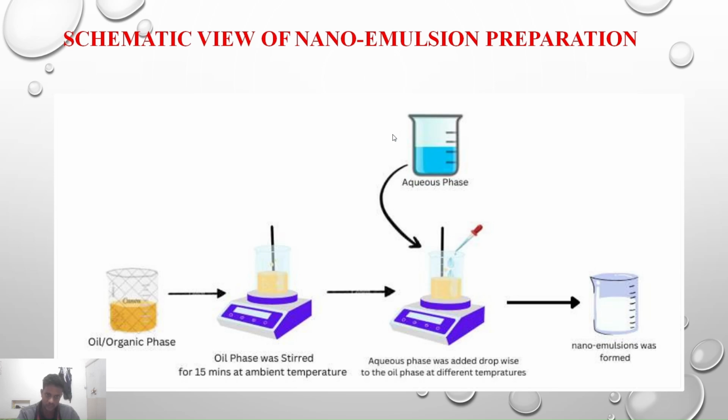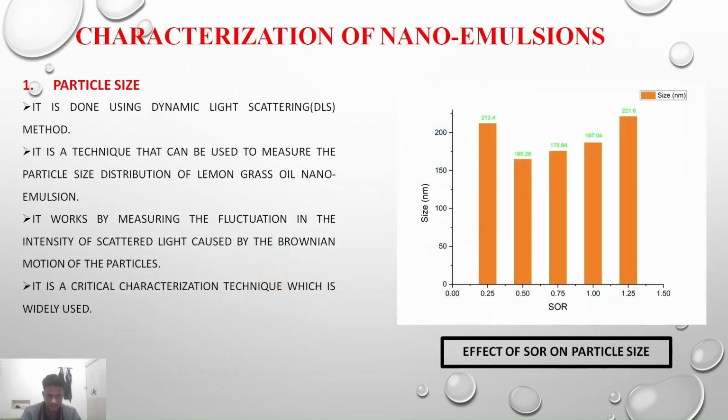After that, the aqueous phase, which was prepared earlier, was added dropwise with a dropper and continuously stirred. After stirring continuously for 20 to 30 minutes, the nanoemulsion was formed. This nanoemulsion was stored at a particular temperature. Then it was pipetted into a bottle and sent to the lab for testing.